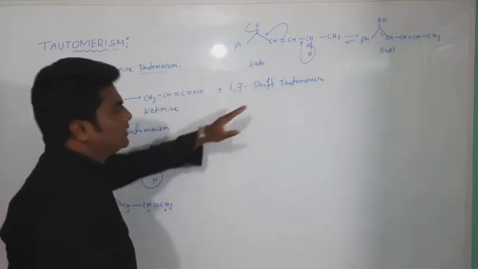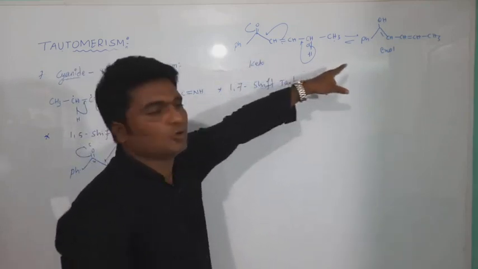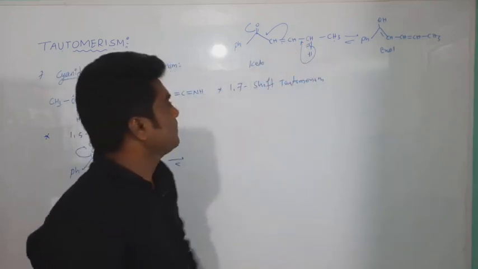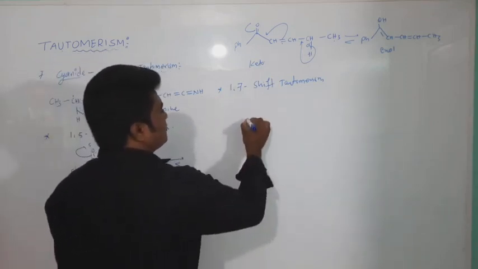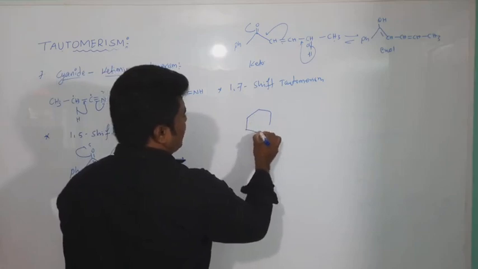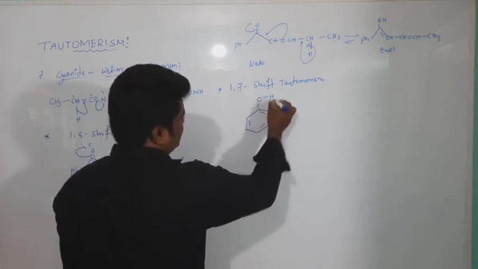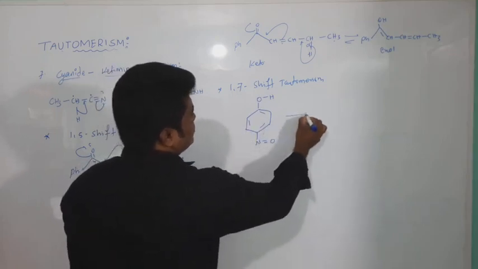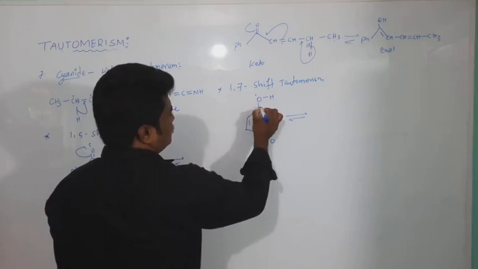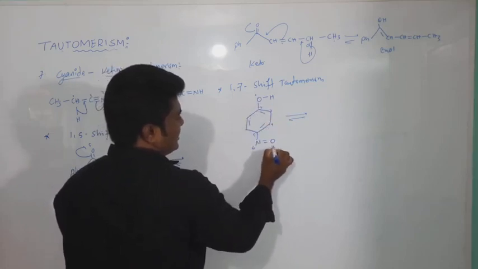Actually this comes under nitroso and oxime, and this comes under keto and phenol, but the shifting is 1,5. See, this is 1,7 shift tautomerism. Suppose you take this one, para-nitrosophenol. Give the numbering here: 1, 2, 3, 4, 5, 6, and 7.